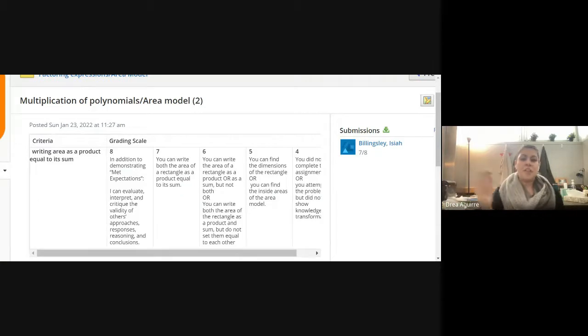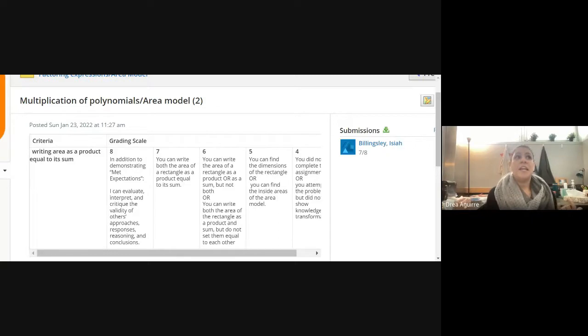Or you could have them all solving the same question and then compare their solutions to different people's. That would really get into critiquing the validity of others' approaches. You could have them record on this platform and then say, oh, Isaiah solved it in this way, but Dante solved it in this way, and they got the same answer. Which one is a better way to solve this? That really hits on that explanation piece.